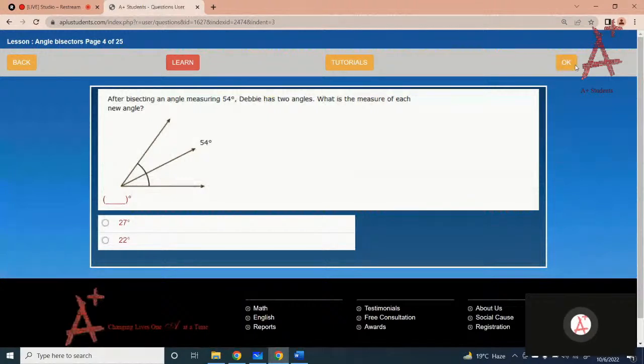After bisecting an angle measuring 54 degrees, Double has two angles. What is the measurement of each new angle? 27 or 22? Yes, it is 27.